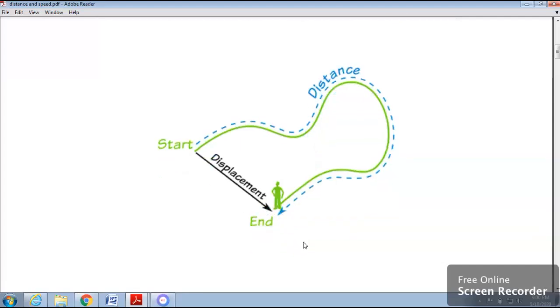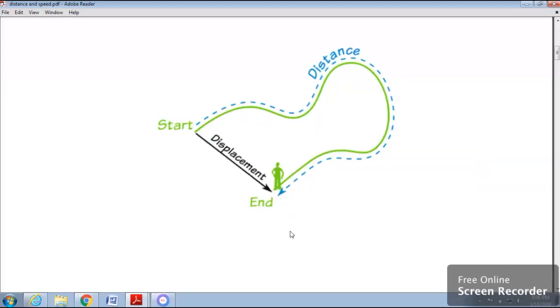Now displacement. The shortest distance from the initial point, meaning the point from which we start our journey, is called the initial point, and the final position is where we end our journey. So the shortest distance between the initial and the final position of the body is called displacement, and its direction is from the initial to the final position. It is a vector quantity. Its SI unit is meter. Since we are measuring the distance, its SI unit will be meter.